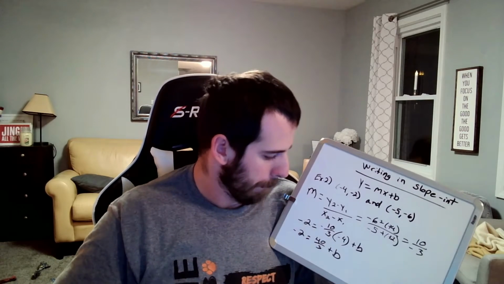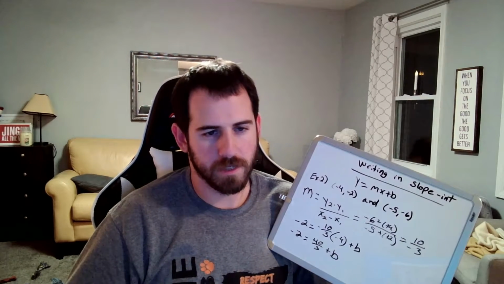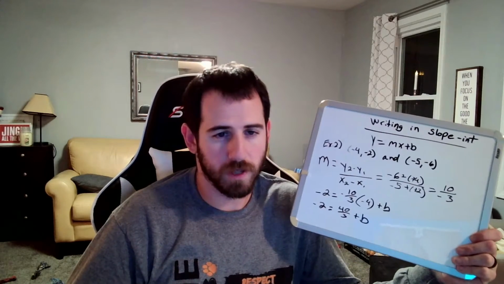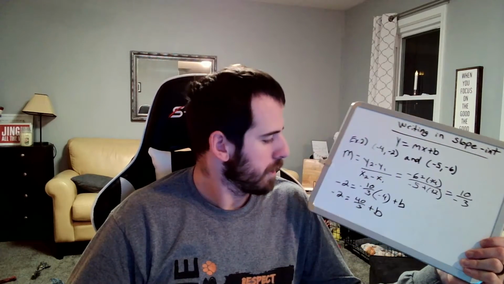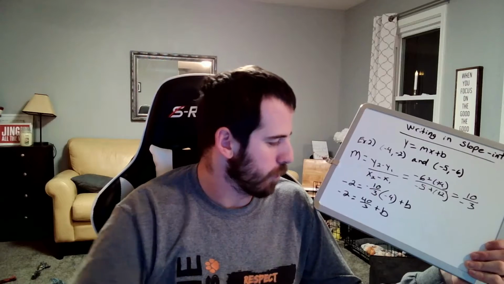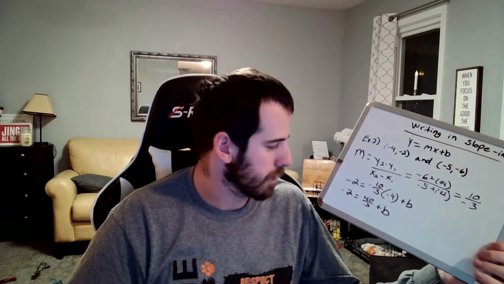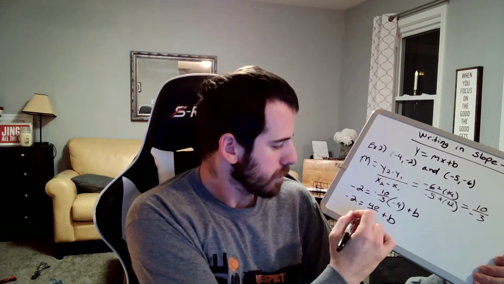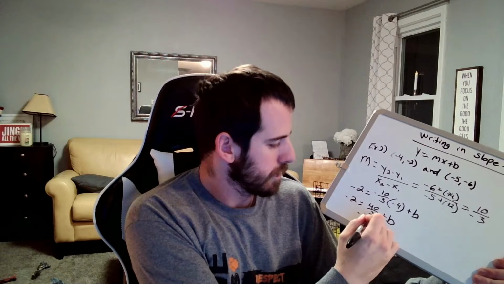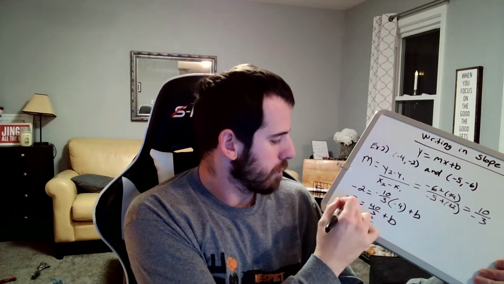Now it's an ugly fraction, and it's not the end of the world. You will have a fraction on one of the test problems. It might not be as bad as 40 over 3, but it's not going to be the easiest thing ever, just to warn you. So then I'll subtract 40 over 3 from both sides.